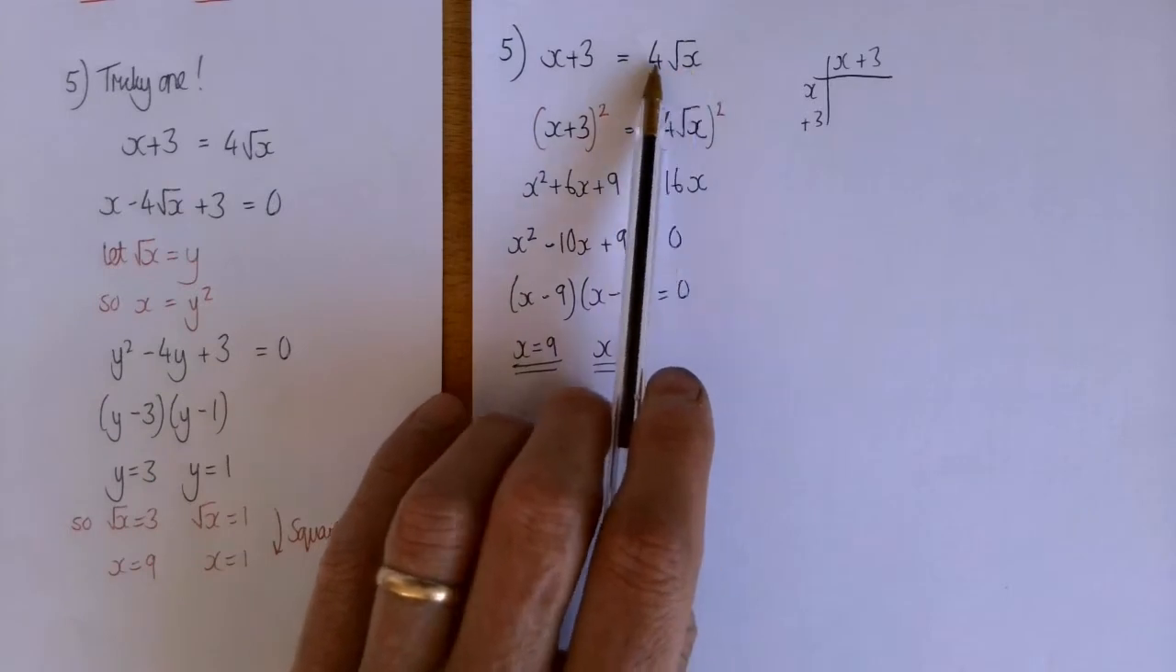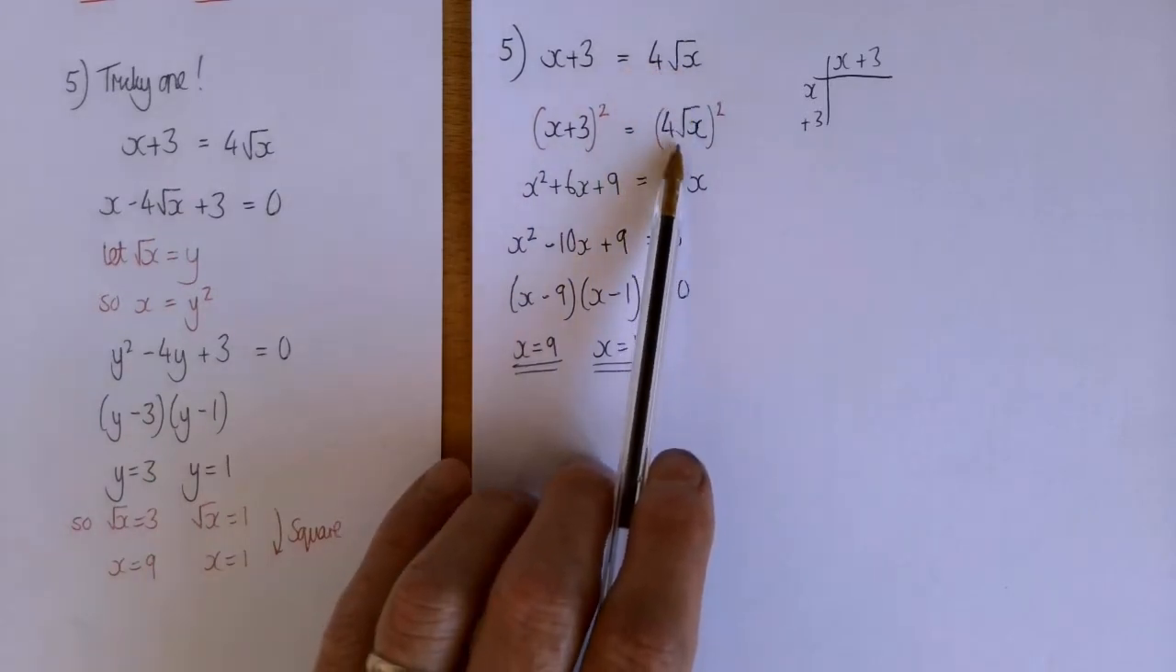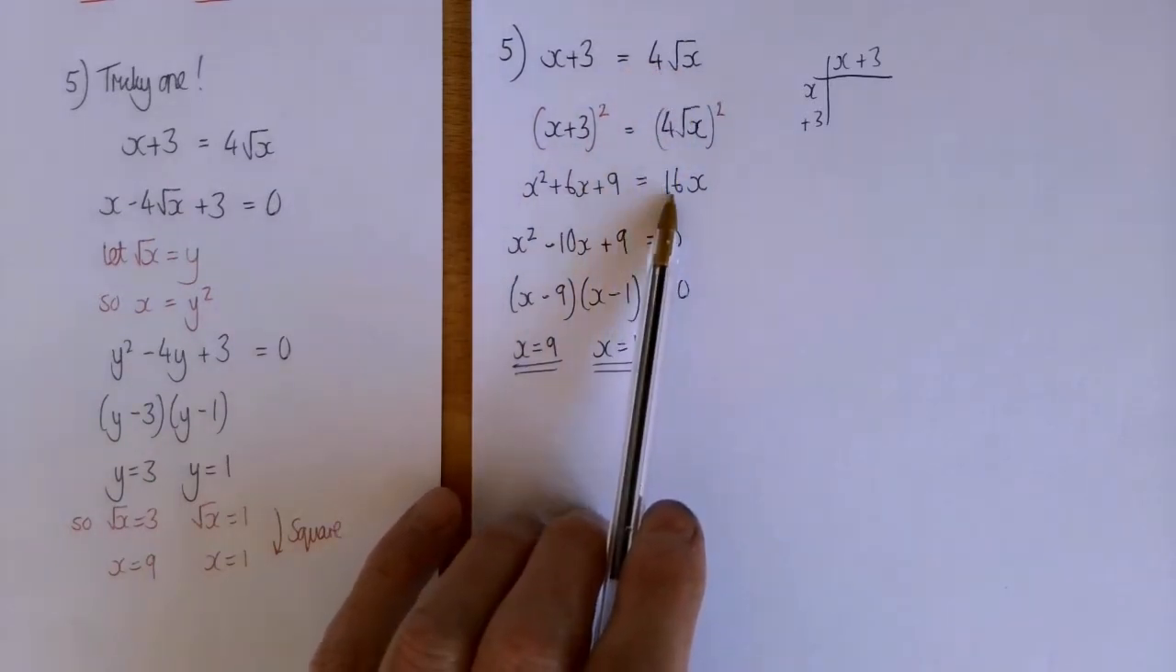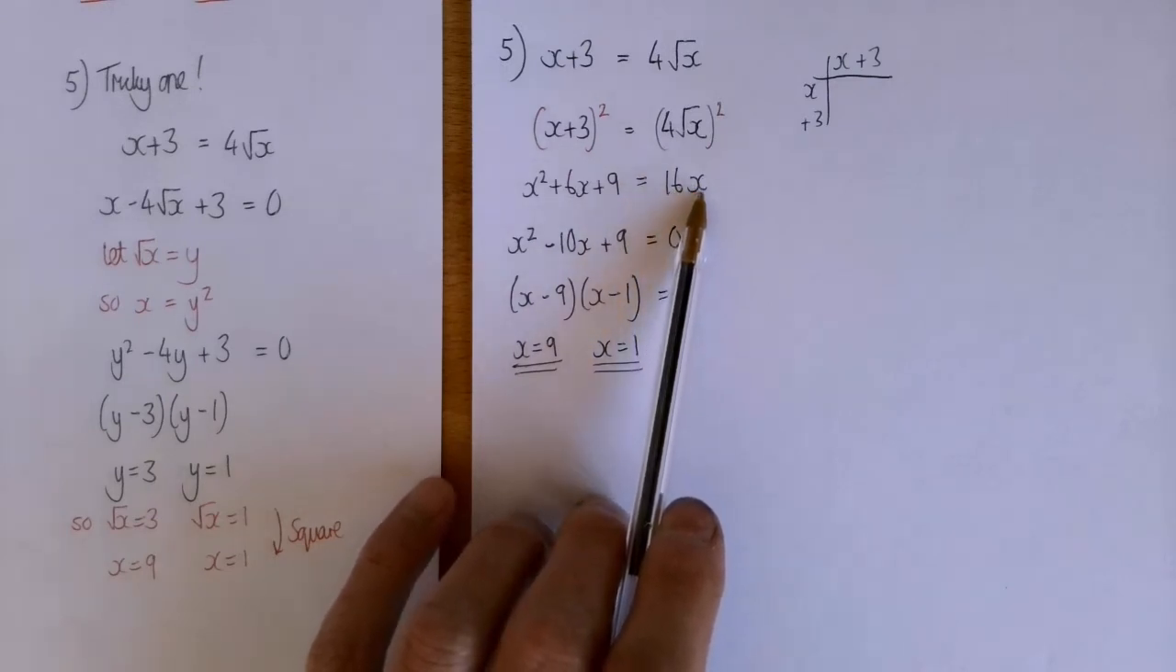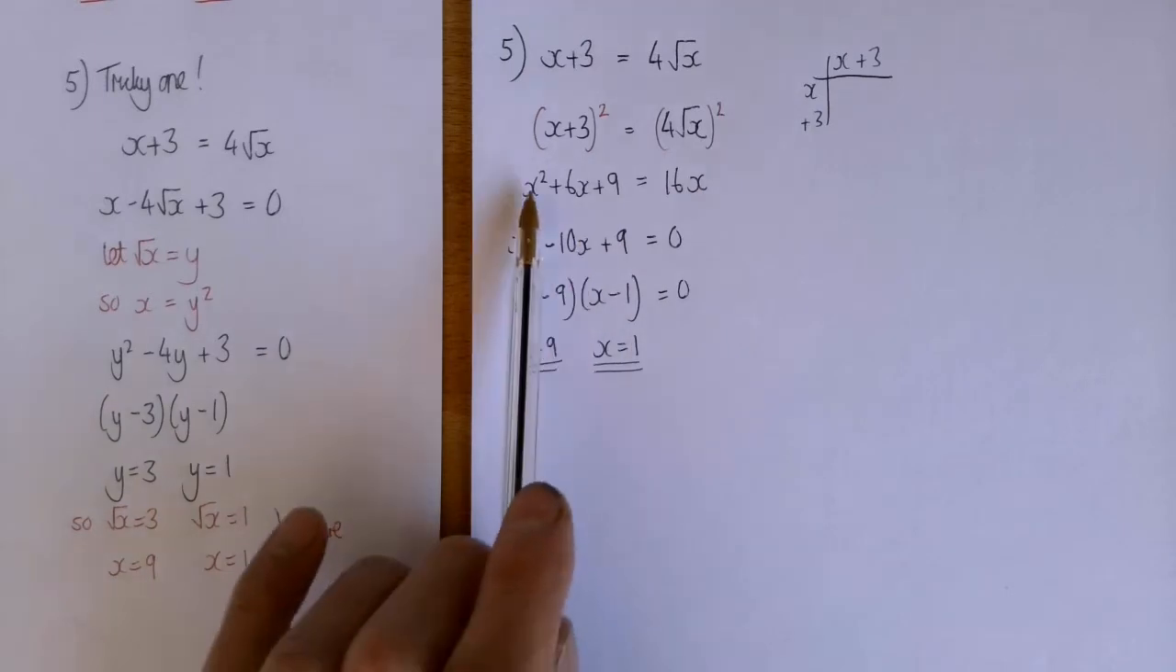But because these two things are being multiplied, this is a coefficient, you can square this by just squaring the 4 and squaring the square root of x. And the square root of x squared is x. So you end up with that.